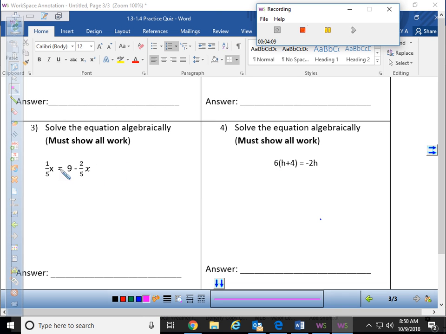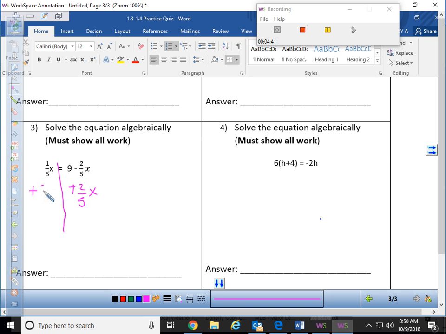Uh-oh, number 3 gives us fractions. We don't like fractions, but fractions aren't that bad. We can deal with them. Okay, let's start eliminating the weaker variable. Which one's weaker? I've got positive 1/5 x or negative 2/5 x. Remember, guys, a negative is always weaker than a positive. So let's eliminate the negative. How do we eliminate negative 2/5 x? You guessed it. We add 2/5 x to both sides.